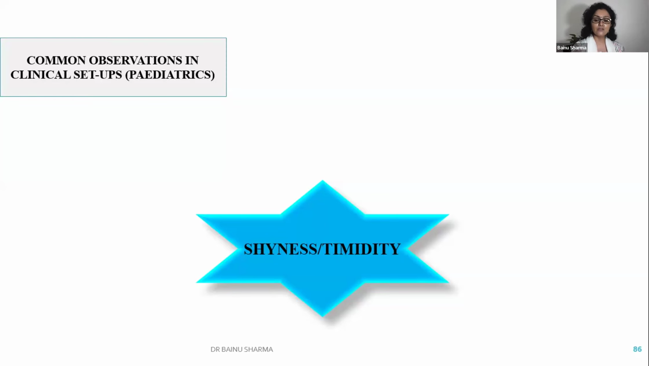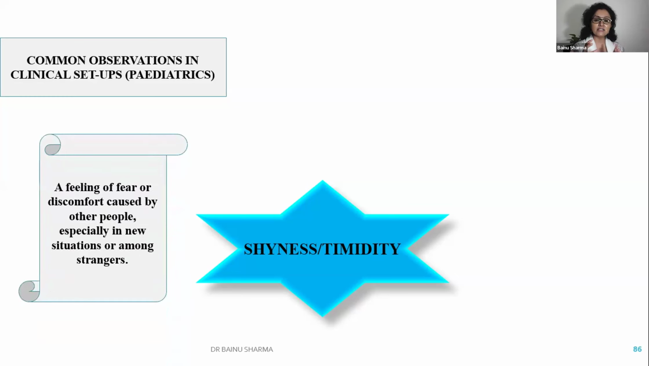And very timid. So basically, what is this timidity? A feeling of fear or discomfort, which is caused by other people. He will come to a new setup where he'll be coming across a few new faces, a few strange people, especially a new surrounding. So he becomes fearful. Out of that fear, he becomes shy and he becomes timid.